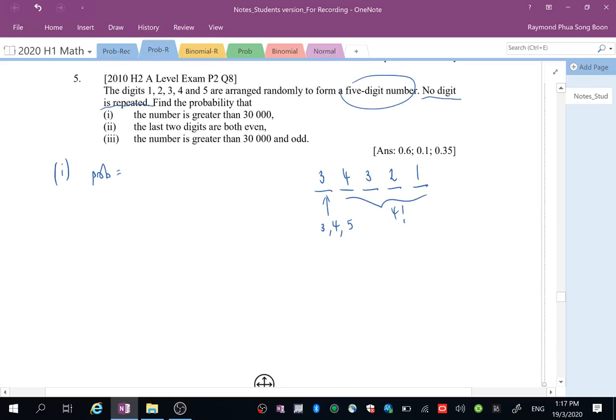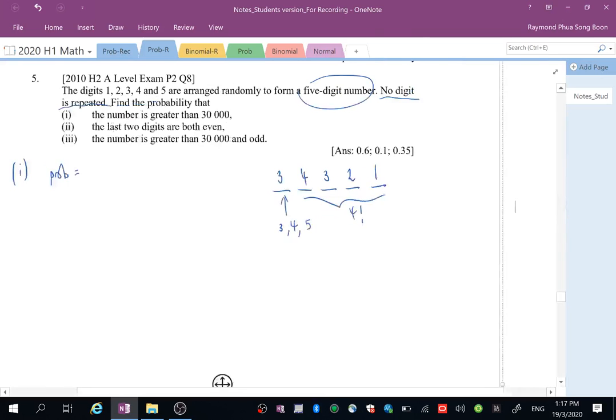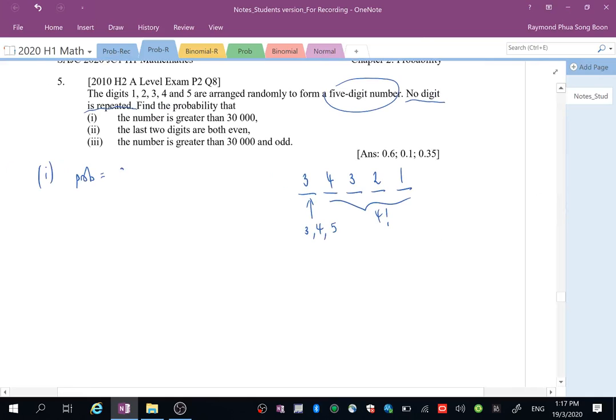Okay, so for part 1, the required probability would be 3 times 4 factorial. Alright, then remember we are calculating probability, so you need to divide by the denominator, which will be the total number of ways to permutate the 5 digits, which are all distinct. So it will be 5 factorial. Okay, so press your GC and you can get the answer.